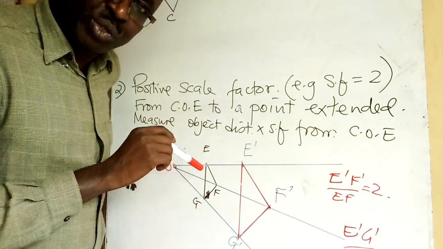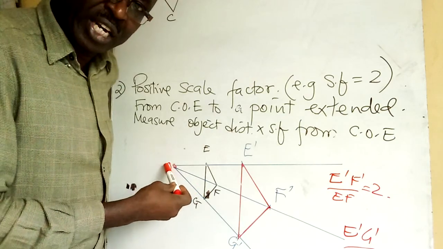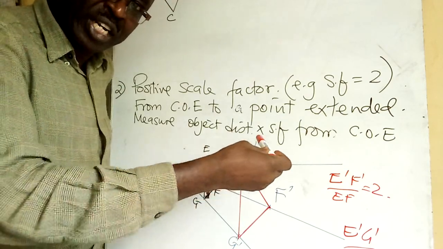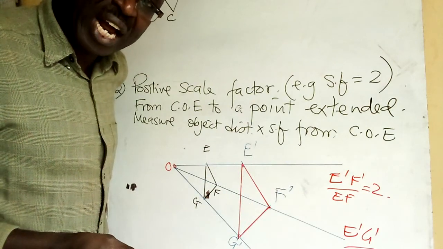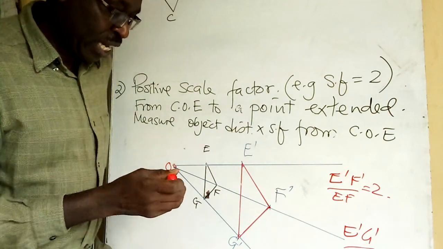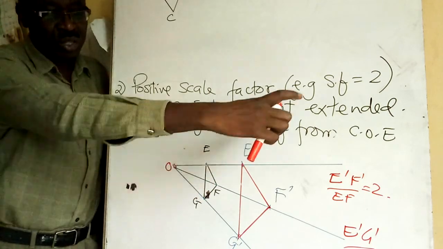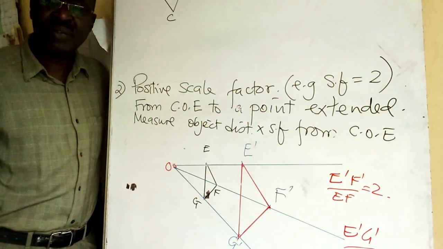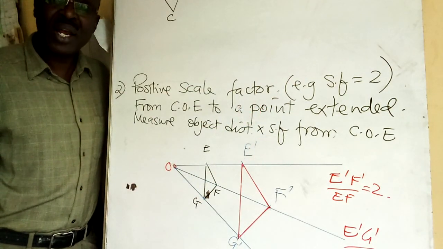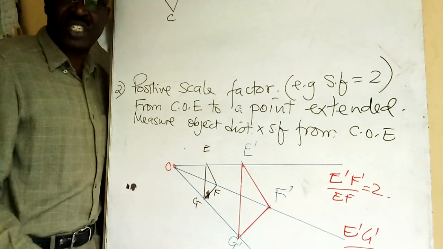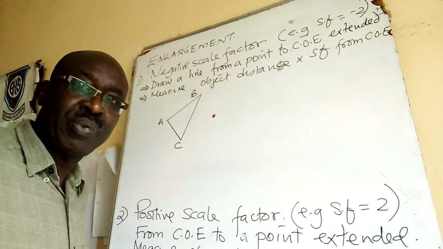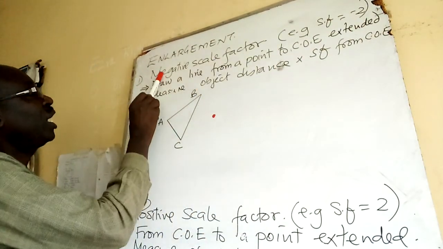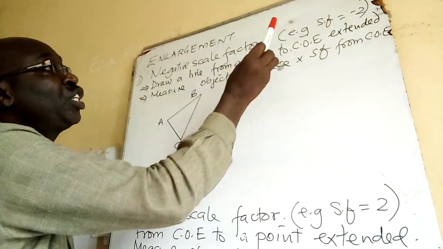Scale factor positive. Remember, from center to the point, extend. We are extending because we anticipate the number of times that side. Okay? So, when we get to negative scale factor, we'll focus a bit now. When we get to negative scale factor, e.g.